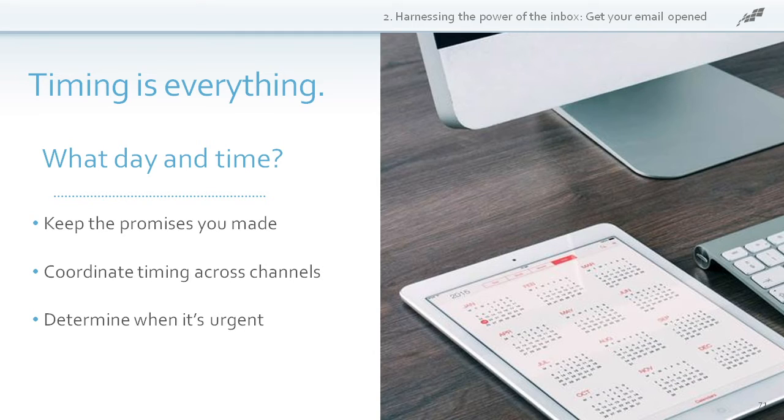Time. So these are important things. Keep the promise you made. For example, if the company tells you that you're going to get a monthly email, don't send it every week. Send it once a month. That's the promise that you made, right? You want to coordinate your timing across channels.